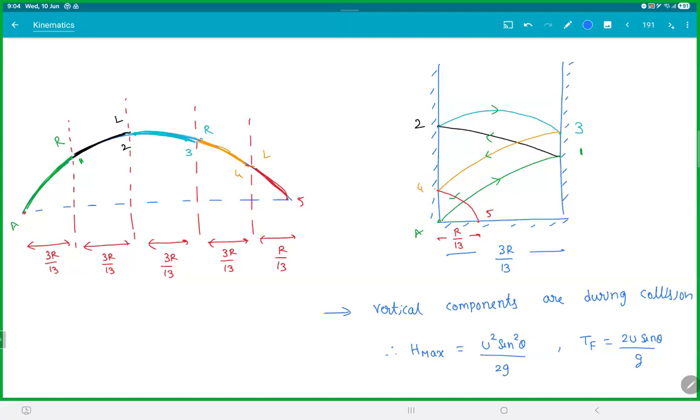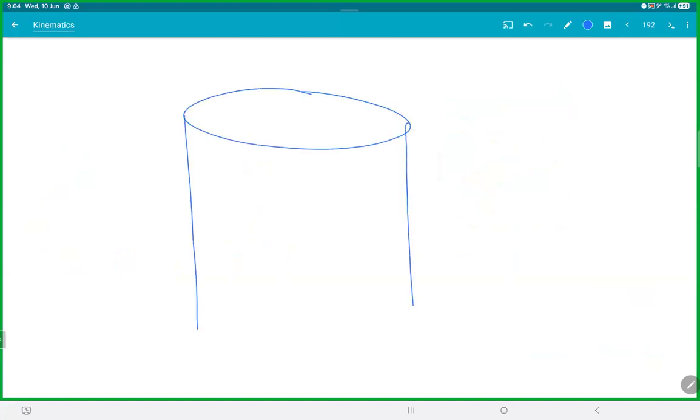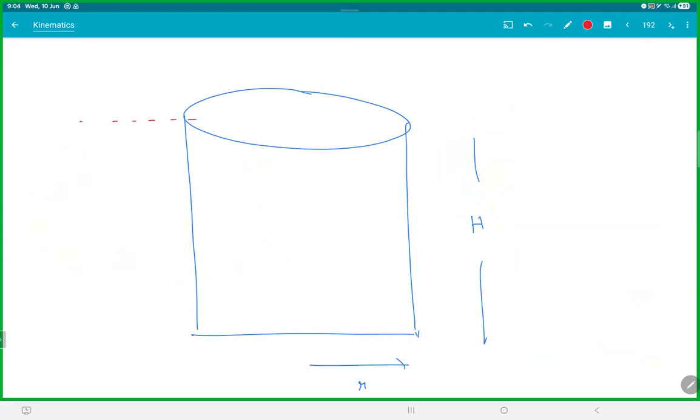If I had to give an example, think of it like this. Let's say there is a cylindrical well. The depth of the well is h, and the radius of the well is some radius r. This is the center. Okay, so a ball. This is the side view. So the top view on the floor: the ball is coming here with an angle of some 30 degrees.